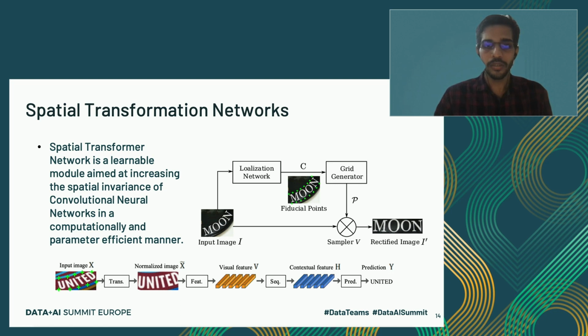Let's say we have a CNN LSTM attention based model. We can plug STNs in just before the CNN module. These are learnable modules, and basically they try to learn affine transformations. As you can see in the image here, given the input image that is in a curved fashion, after the spatial transformation network is applied, we have a rectified image.